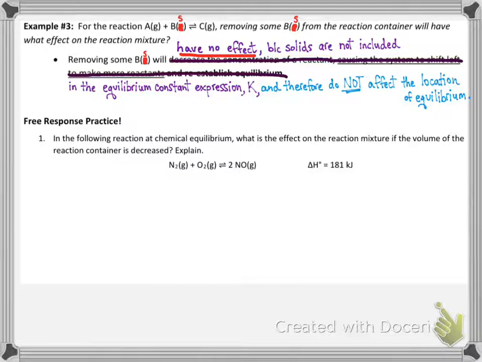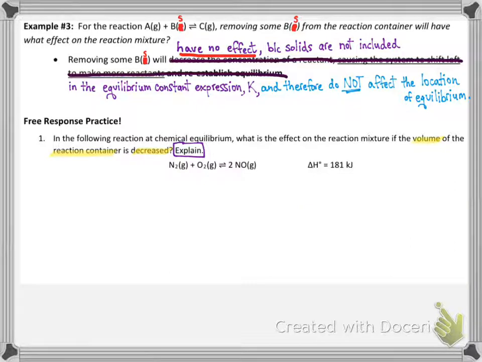All right, so here is one for you to try on your own, and then we can go ahead and check. It says, in the following reaction at chemical equilibrium, what is the effect on the reaction mixture if the volume of the reaction container is decreased? And, of course, explain. So go ahead and try this, and when you're ready to check your answer, unpause the video.